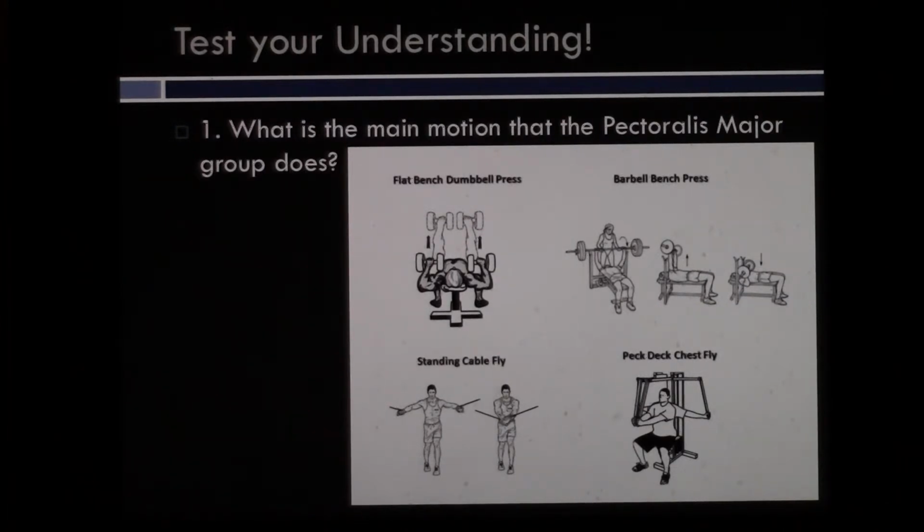Okay, so what is the main motion that the pectoralis major group does? That muscle group, the pectoralis major, what motion does it want to do? Like if it could pick its favorite motion, what would it be? Out of all those motions that we talked about, flexion, extension, abduction, adduction, horizontal abduction, and horizontal adduction, which one would it pick?